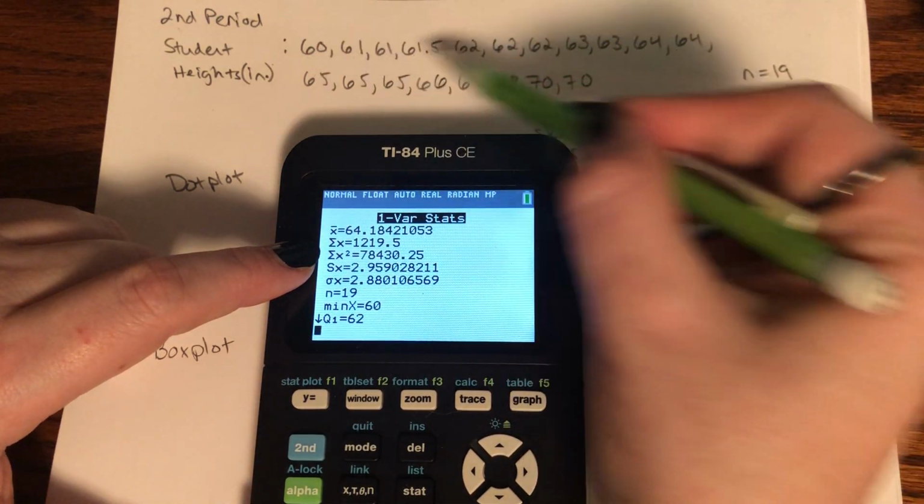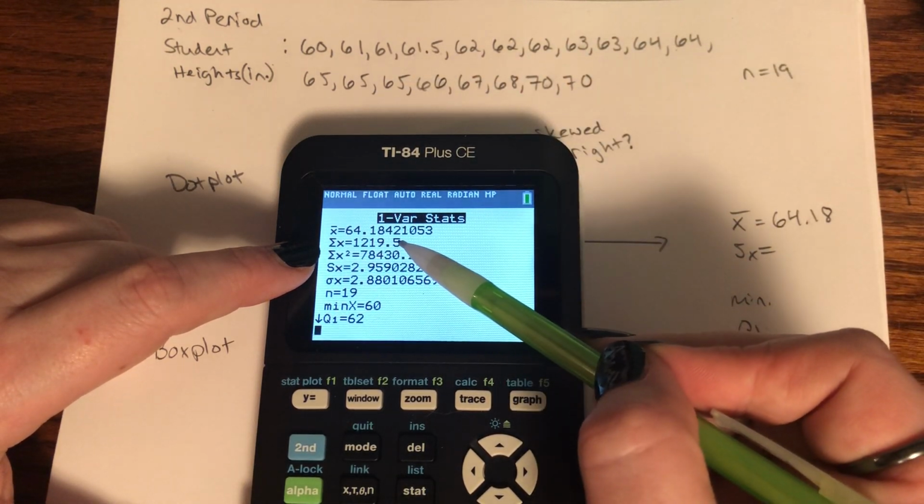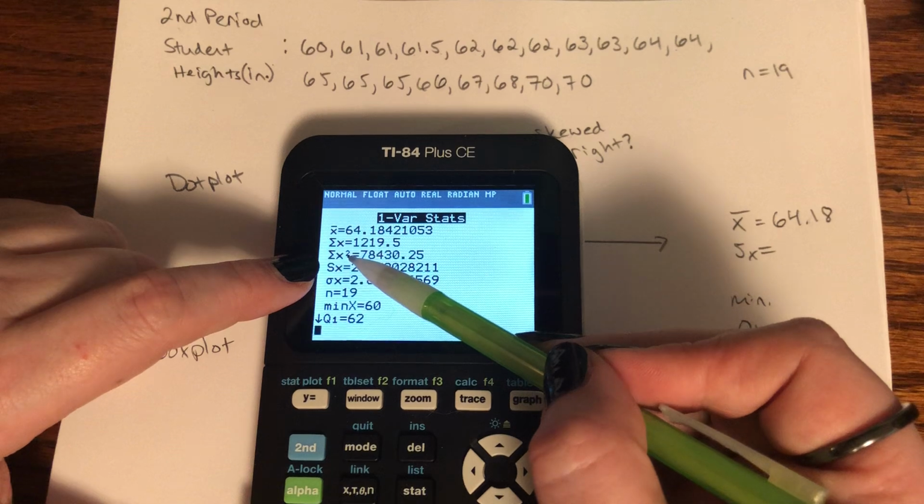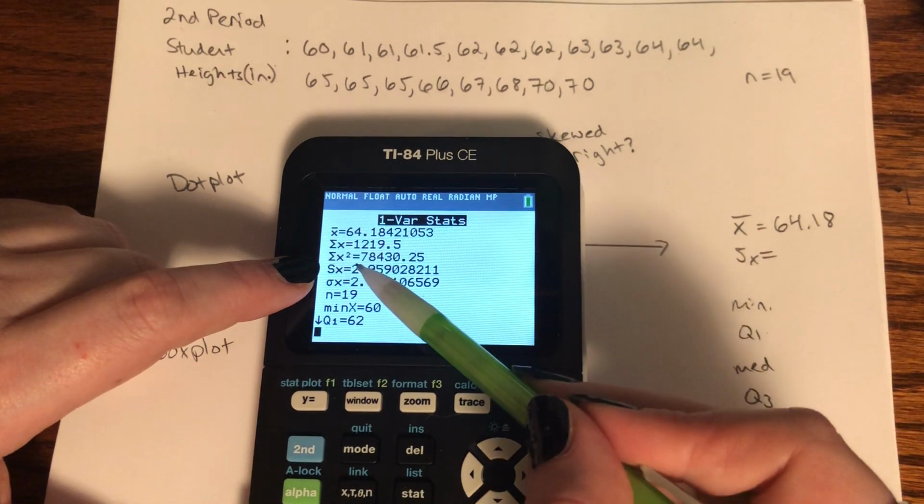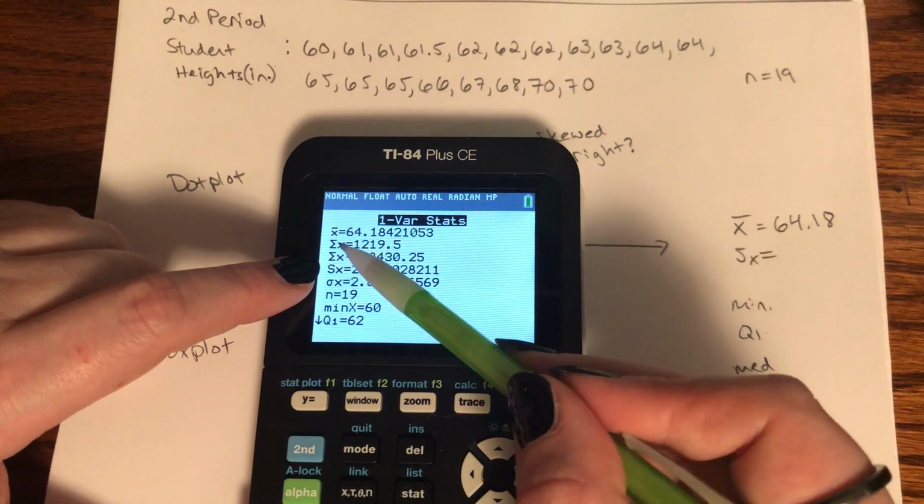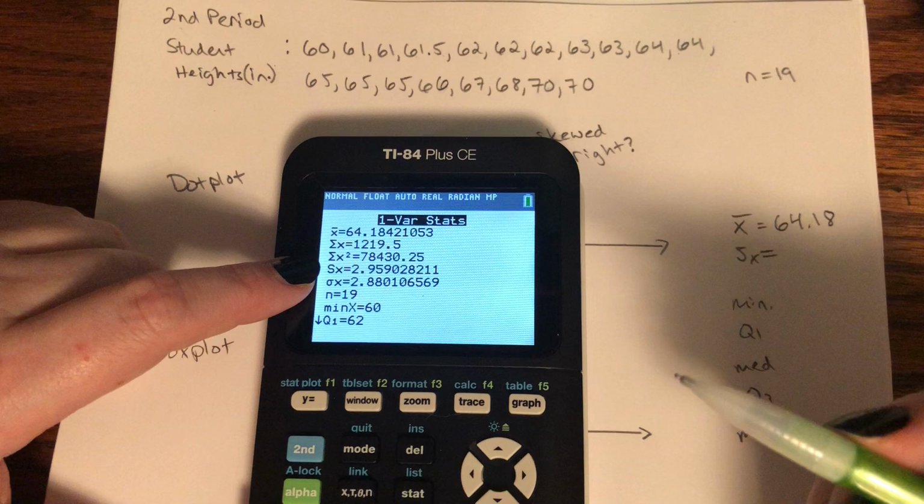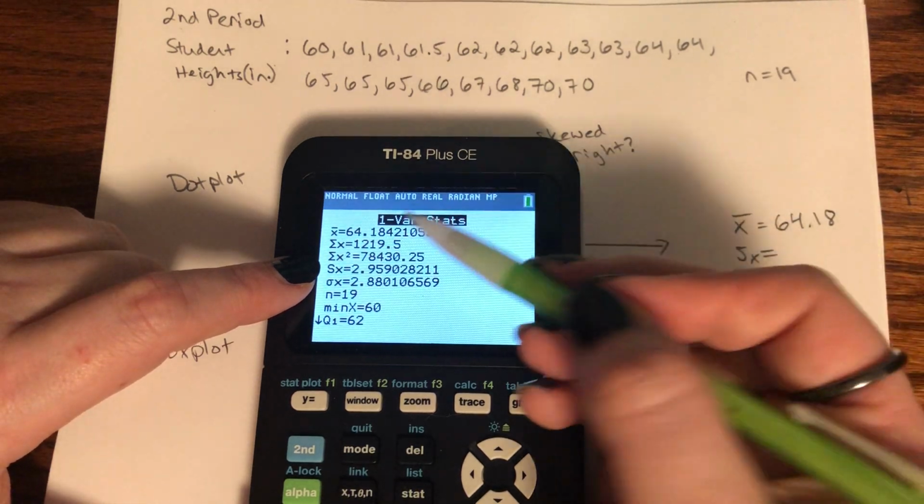My next thing would be the sum of all of my values in the data set. So if I were to add up all of these numbers, I should get 1,219.5. If I were to square all of the numbers and then add them up, I would get 78,430.25. These two numbers are often used for double checking your answers, making sure that everything was entered properly.